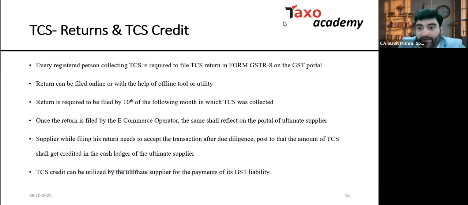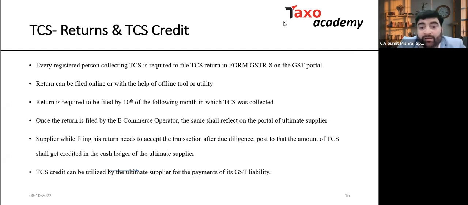If he finds it okay, then he can accept the transaction, saying that I have done this transaction. He will accept the transaction. The amount of TCS deposited by the e-commerce operator will get automatically credited in the cash ledger of the supplier. From there, the supplier, while paying his liability, can adjust that particular amount instead of paying it in cash.